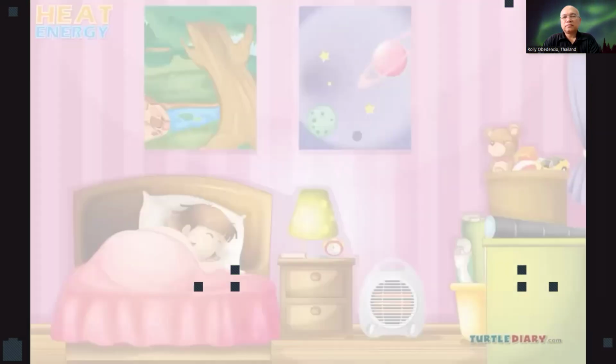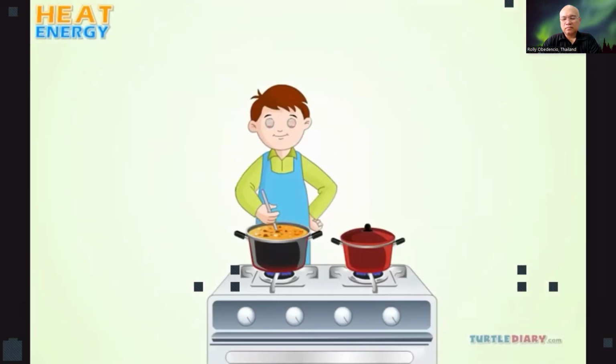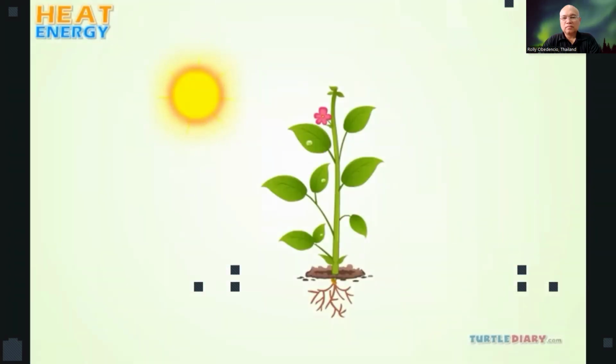Heat energy can be used for many things. The most obvious is for keeping us warm in our homes and cooking food on our stove. As mentioned before, a hot bath can be used to warm up our bodies. Heat energy is also used by plants to make food for themselves.